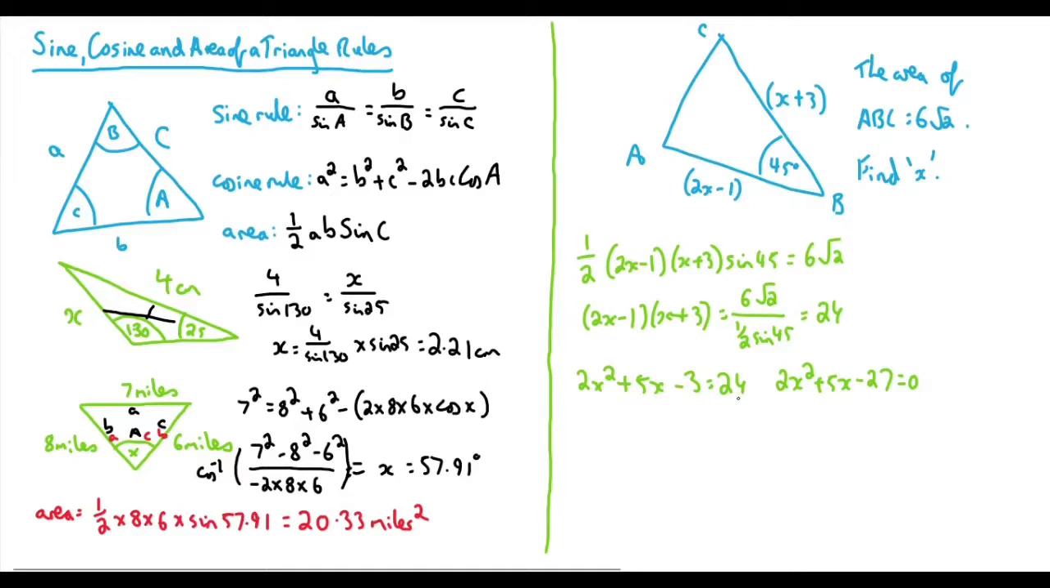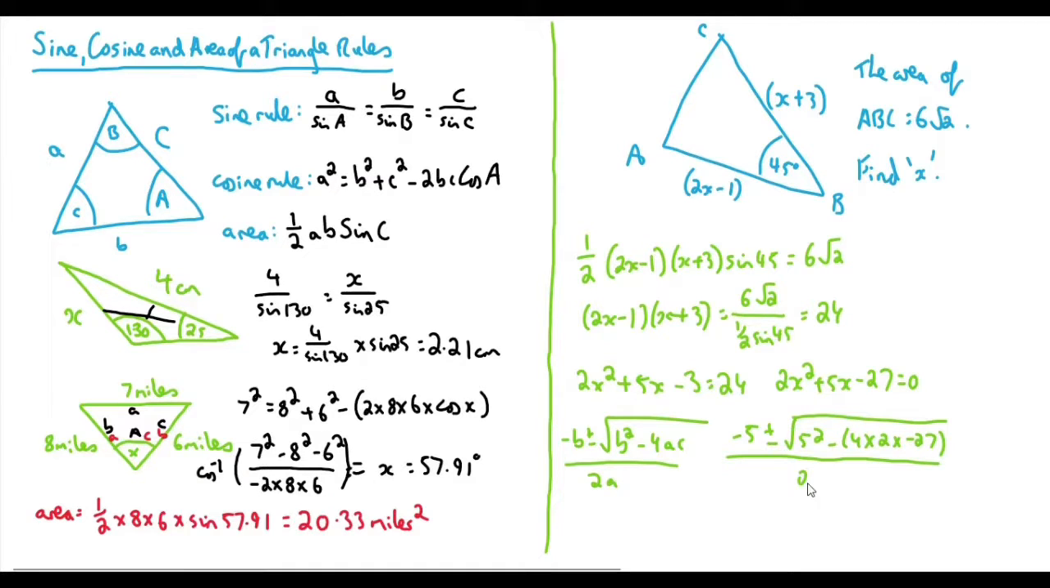This does not go into two brackets, so we're going to want to use the quadratic formula. If you wish for more of an introduction into the quadratic formula or more examples on how to use it, I would look to the expanding and factorising video. But here we'll just say that because the formula is minus b plus or minus square root b squared minus 4ac over 2a, and in this case your b is 5, so minus 5 plus or minus the square root 5 squared minus 4 times your a is 2 times your c is minus 27 over the 2 times 2.